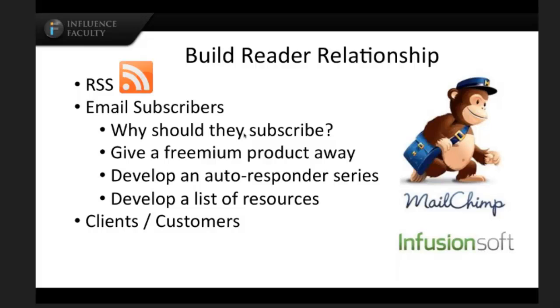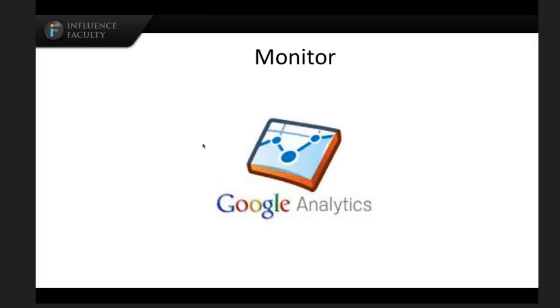So now you've got people coming to the blog, they're consuming it, they're even signing up to your email list. You need to monitor what's actually going on. And the way you can do that is with Google Analytics, which basically tracks exactly what's going on in your blog. Here is some analytics from the Influence Faculty blog for the first month.